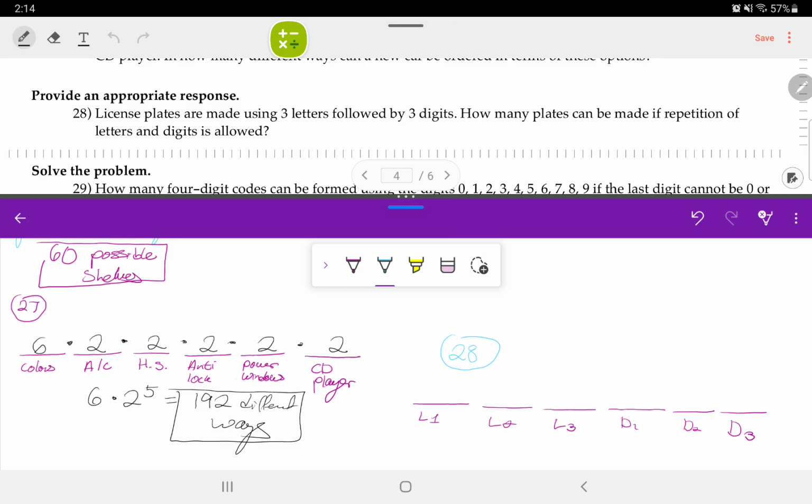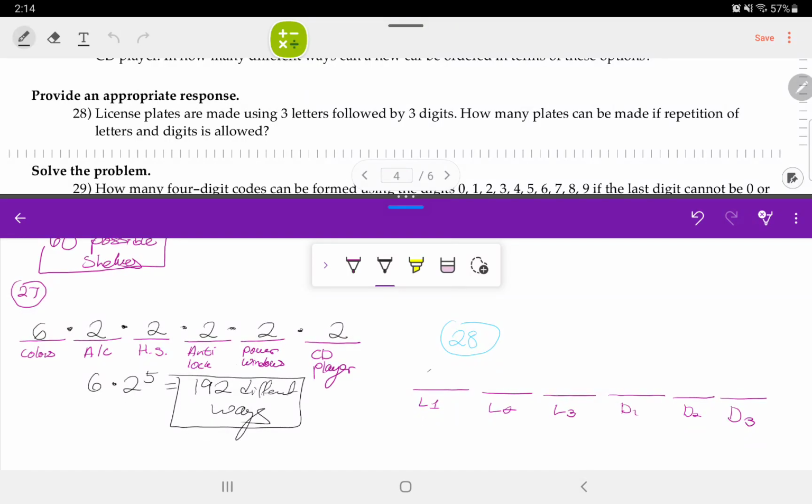In the American alphabet, we have 26 letters. And for our single digits, we have 10. Numbers 0 through 9. 3 letters followed by 3 digits. How many possible license plates? So, for my first letter, there are 26 possible options that can go there. Because I can repeat my letters after that, that means for my second letter, there are 26 possible letters that can assume that position. And there are 26 possible letters that can assume the third position.